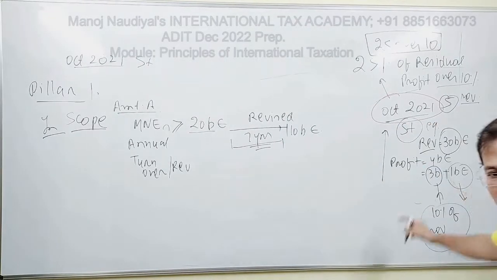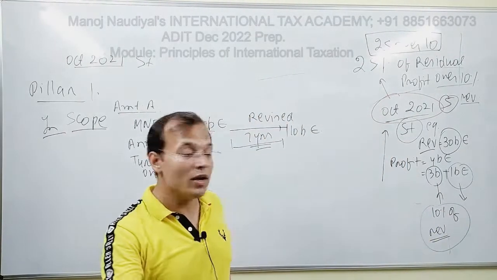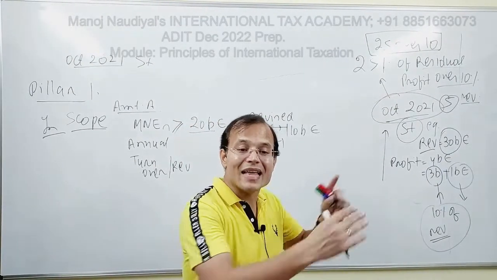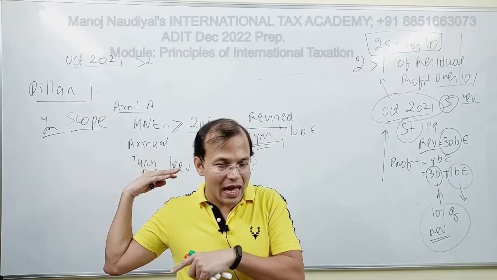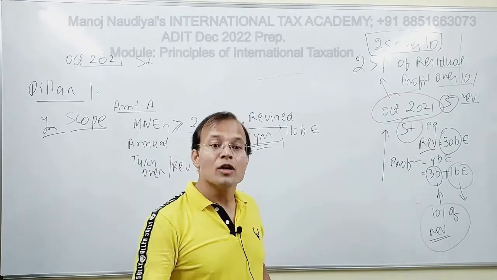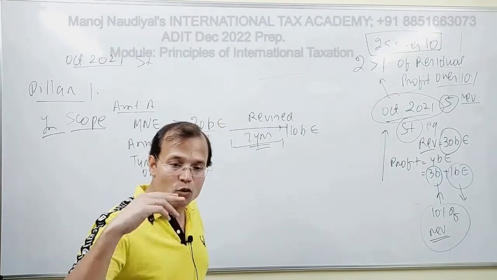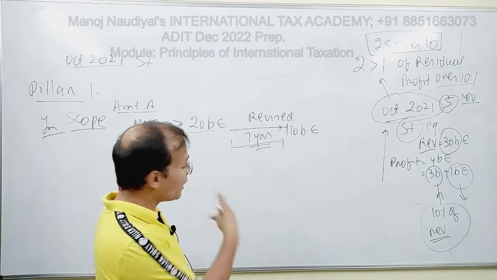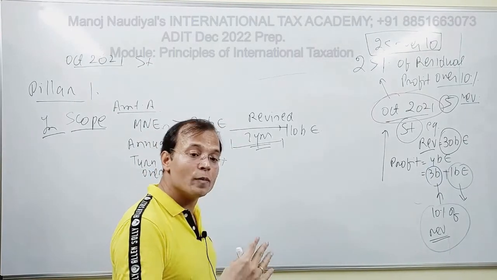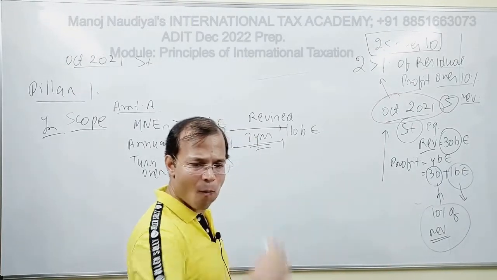But if it was 30 billion euros here, and the profit was only 3 billion euros, not 4 billion euros, even in that case, such an MNE will not pay any amount A. So two conditions should be met. First of all, the turnover condition, and the second condition is that the total profit should be in excess of 10% of the revenue. Is this point clear?